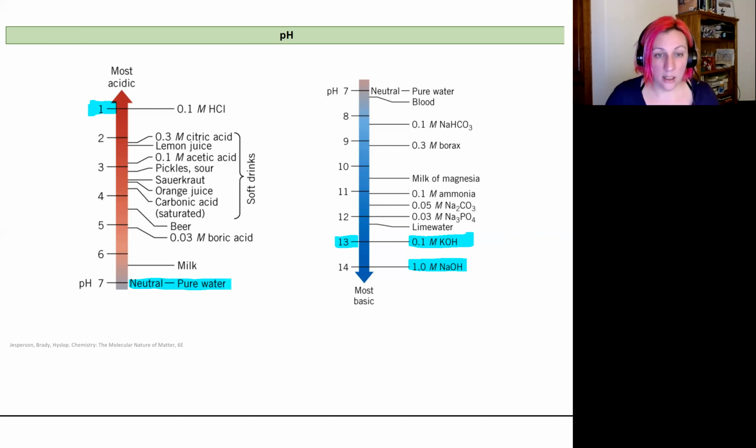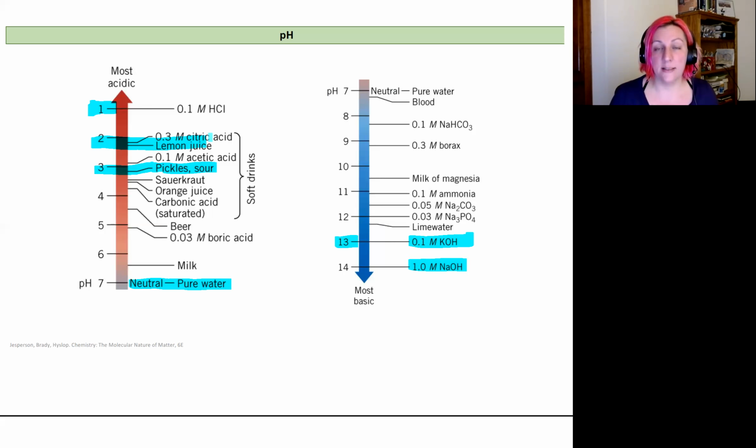Some things that are kind of common stuff, like pickles. Pickles are pretty sour. They're acidic. They're going to actually have a pH pretty close to 7. Something like a lemon, something that we think of as really tart, would have a pH closer to 2, not quite 2.